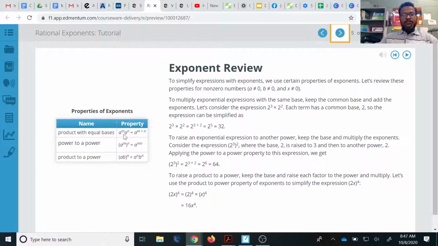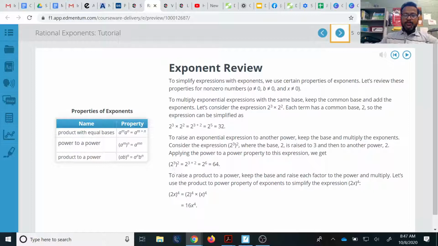Remember, if you're multiplying two exponents, you're going to add the powers. So a to the mth power times a to the nth power equals a to the m plus nth power. At the same time, if you have a power to a power, where m and n are the powers of the same base a, then you're going to multiply those two powers. So a to the m times n.